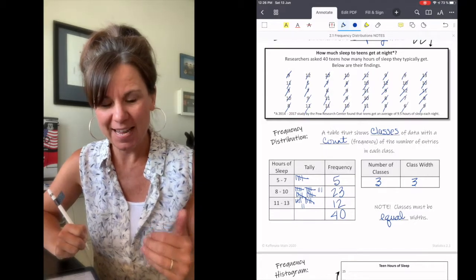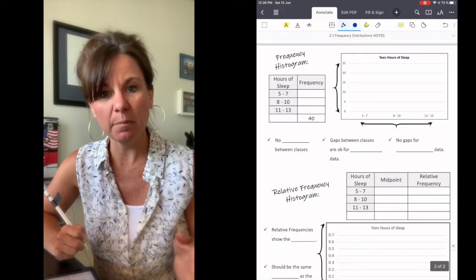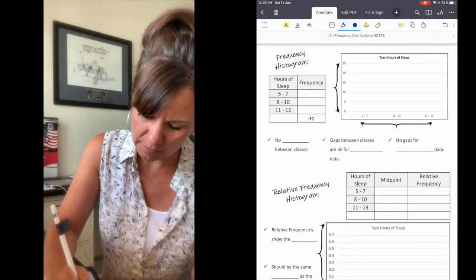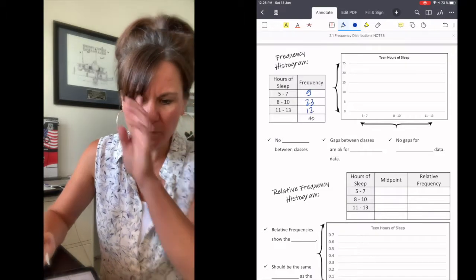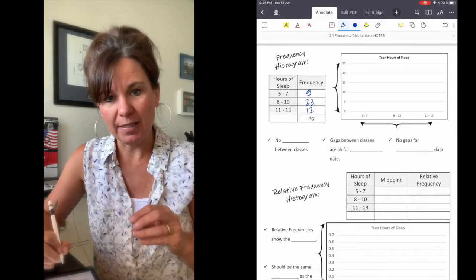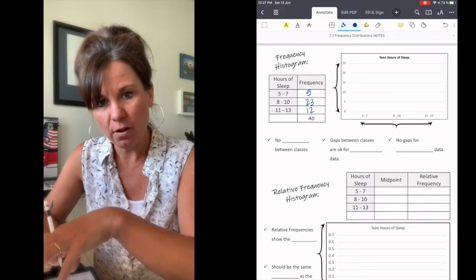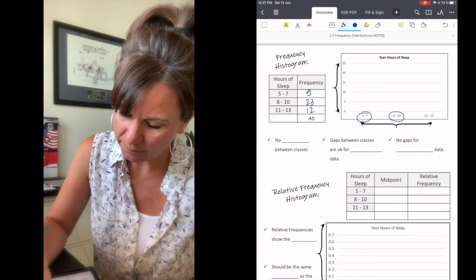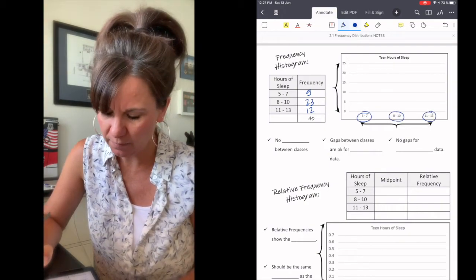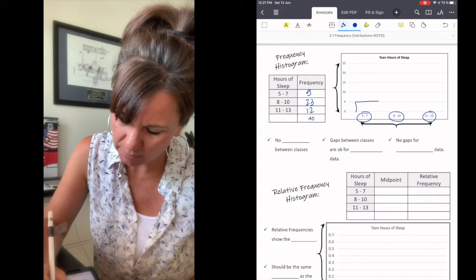Next step now is to do a frequency histogram. This is the picture. So let's put our frequencies in. We've got 5, 23, and 12. And we're going to represent each of these frequencies as a bar graph on the chart. So I've got each of my classes labeled down here. And for each one, I will add a bar graph to represent the number.